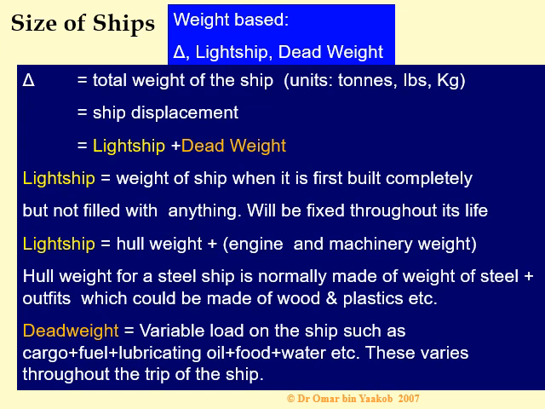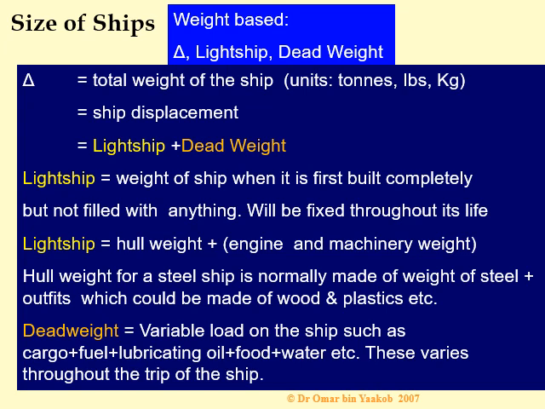Units of mass. This total weight of the ship consists of two parts, the light ship and the dead weight. Of course, the light ship is the weight of the ship when it is first built completely. But at that time, it's not filled with anything yet. So there is no load, no cargo, no oil, no passenger, no crew. Then that's the light ship when it was first built. And this weight will be fixed throughout its life. So the light ship normally consists of two parts, the hull weight and the engine or machinery weight. Any ship you take normally will have these two.